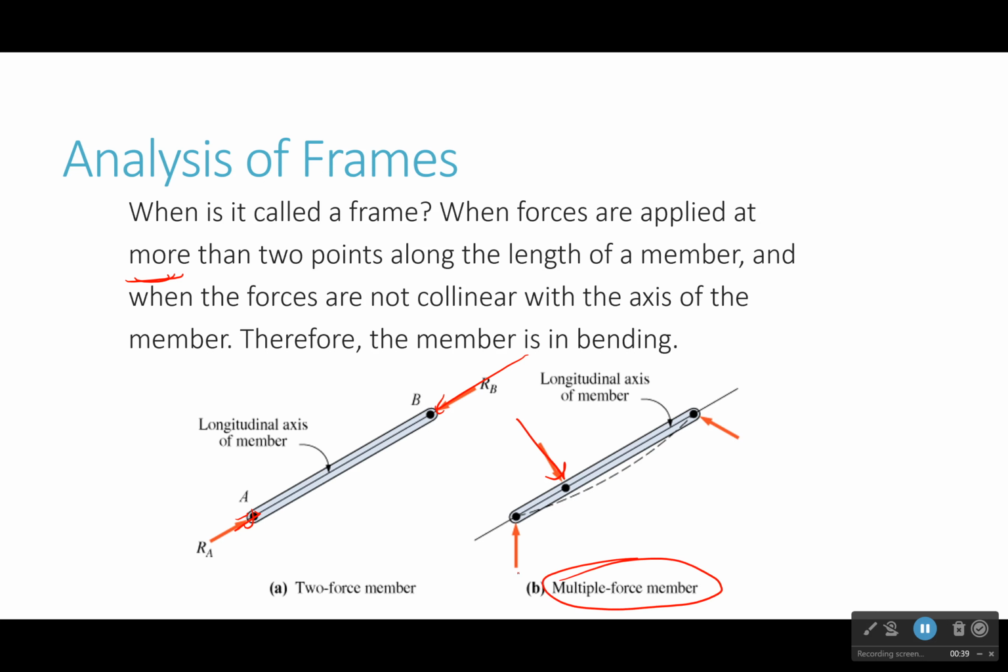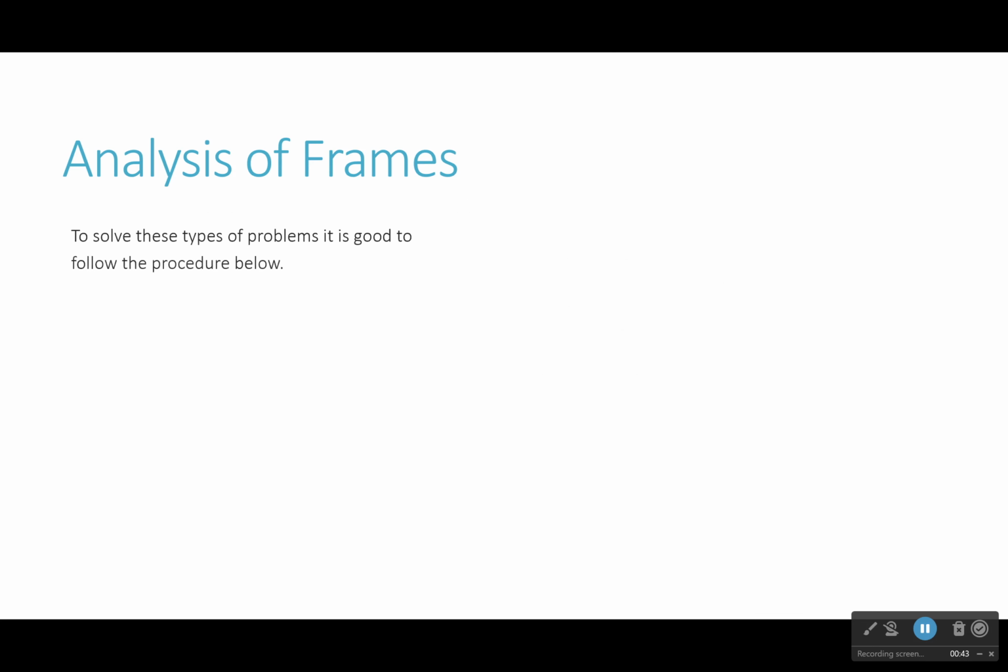So if we have something like a truss that has a multiple force member, it's no longer a truss, it's a frame. Now these are more difficult to solve at times, so it's good to have a procedure. I'm going to show you this procedure, then an example that has a frame. We're not going to solve the example in this video though, that'll be a separate video, which you can watch later if you wish. I just want to give you an idea of how to solve the problems first.